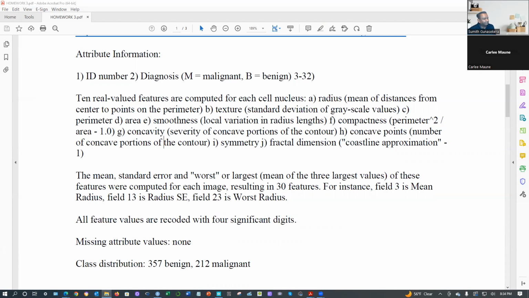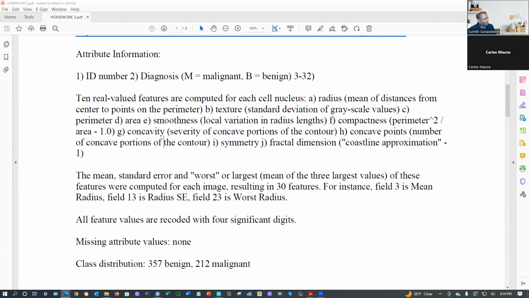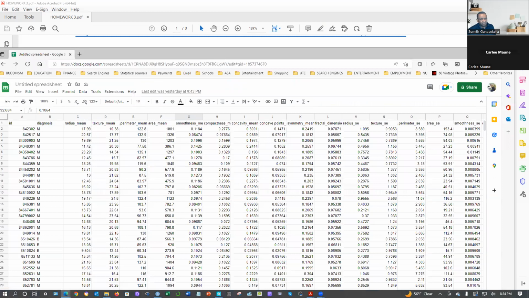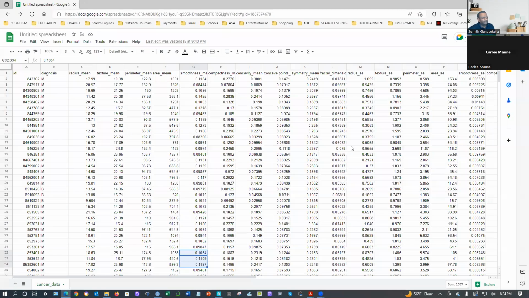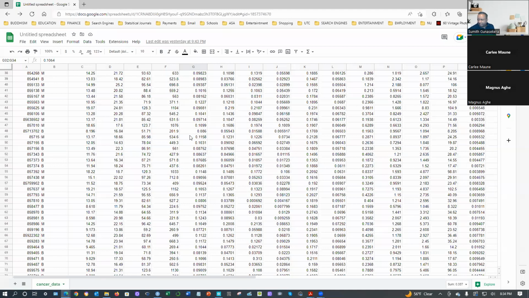So let's see that data set. Let's pull it out a little bit too. I think I have that one here too. Sometimes, okay, it's in that Google spreadsheet. I'm gonna talk about that one a little bit too.